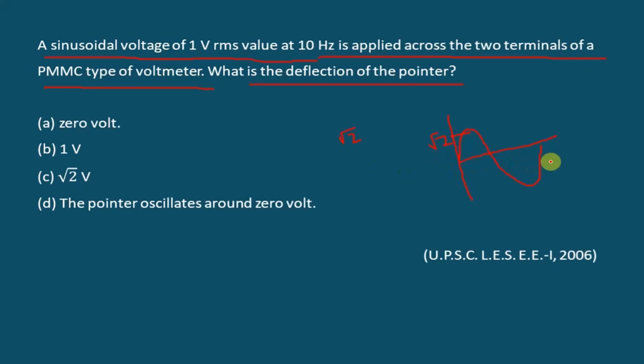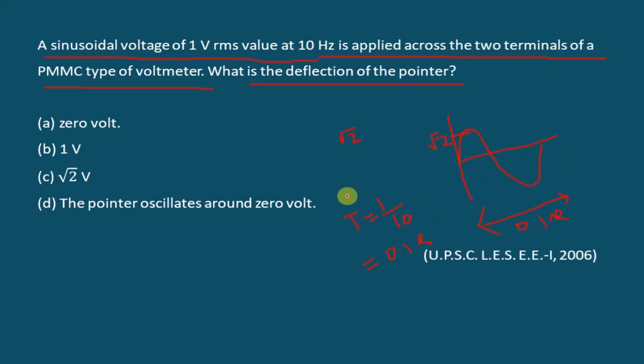Now, since the frequency is 10 Hz, what is the time period? That is 1 by 10, that is 0.1 second. So this is the 0.1 second. What will be the time period of the first half cycle? That is 0.05 second.